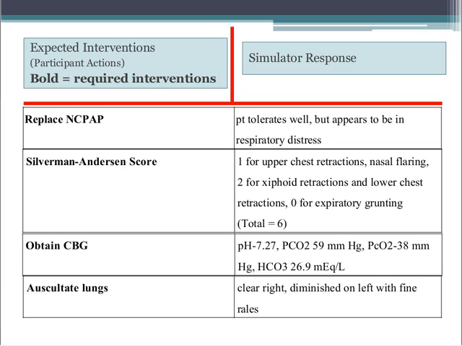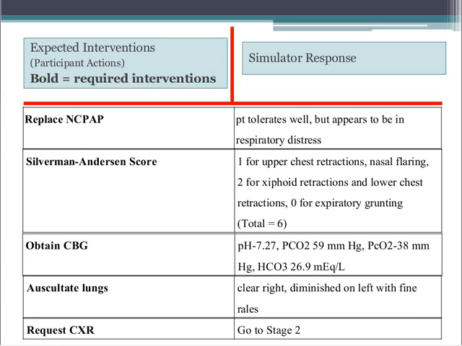While they're getting that capillary blood gas, we'd also like to think that they would auscultate, and so listen to breath sounds and see what happens. And what we want to hear is that the patient is clear on the right, but diminished on the left with some fine rales or fine crackles. And after hearing that there's a discrepancy between right-sided and left-sided breath sounds, we would expect that the learner would ask for a chest x-ray. And once they ask for a chest x-ray, we're going to move the patient's vital signs into stage 2, and we'll talk about what stage 2 is in just a moment.